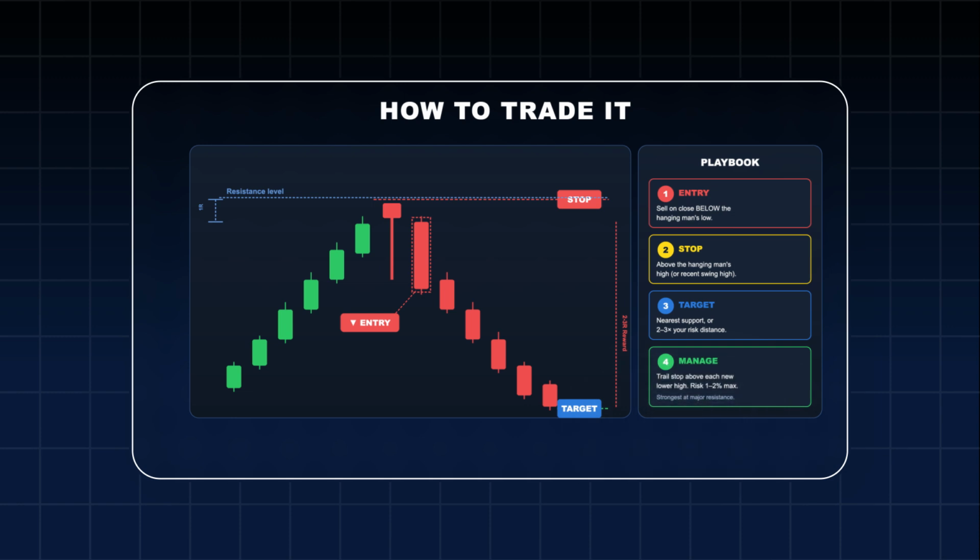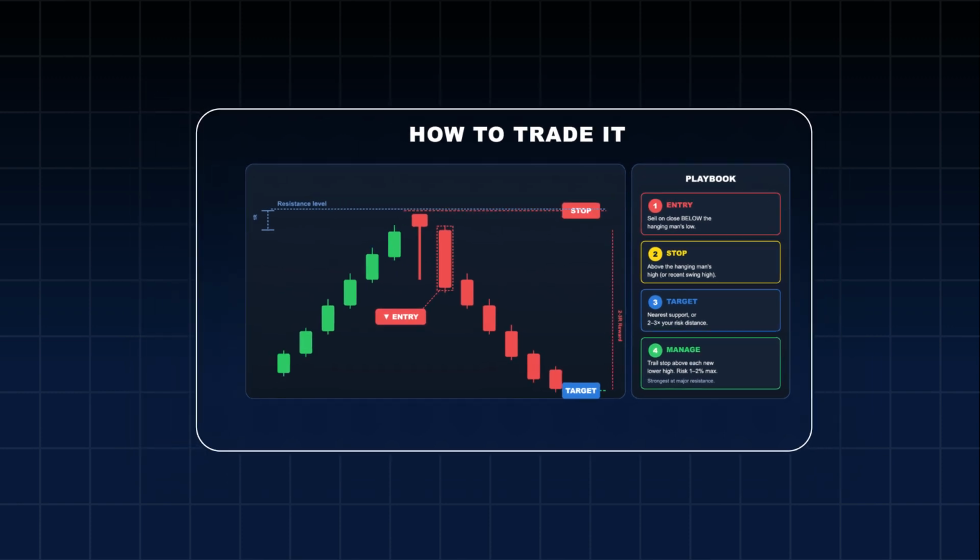The setup is strongest after a prolonged uptrend at a clear resistance level with elevated volume on the hanging man candle.